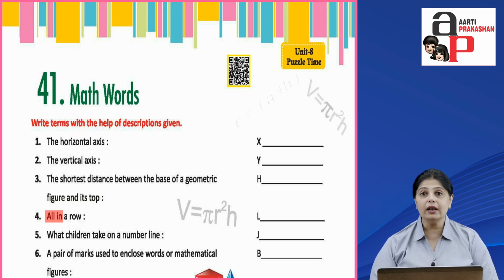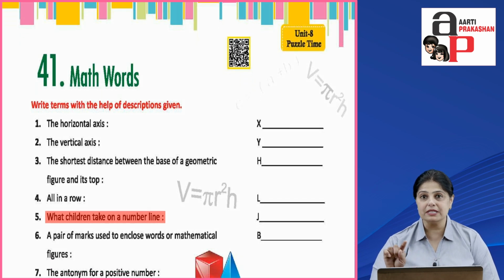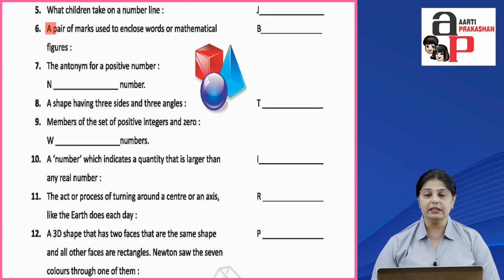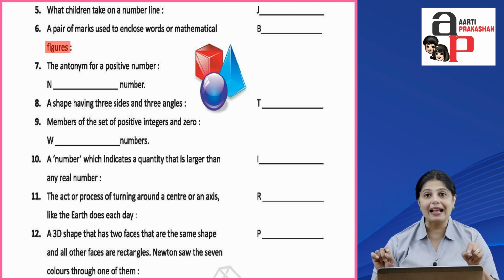Okay. All in a row means all in a line. Okay. What do children take on a number line? What do you measure on a number line? You take jumps. Okay. The next one, a pair of marks used to enclose words or mathematical figures. What are these marks called? They are called the brackets. We enter details inside the bracket and we use them to calculate.